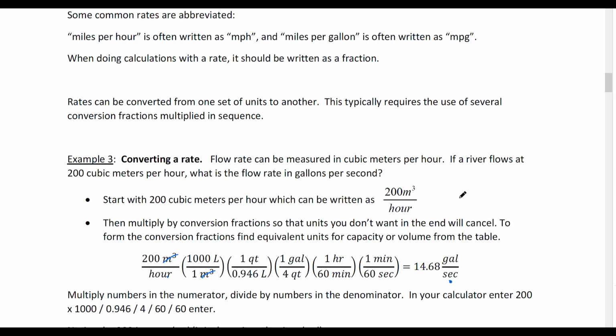So we want to go to liters. We have this quart to liters ratio. So liters here and liters on bottom gives us quart. Then we have quarts to gallons ratio or conversion there. Then we have to go time. So 1 hour, 60 minutes. So the hours would cancel with the hours here. 1 minute is 60 seconds. So minutes cancel here. And you end up with, if you do the math, 200 times 1,000 divided by 0.946 divided by 4, divided by 60, divided by 60.